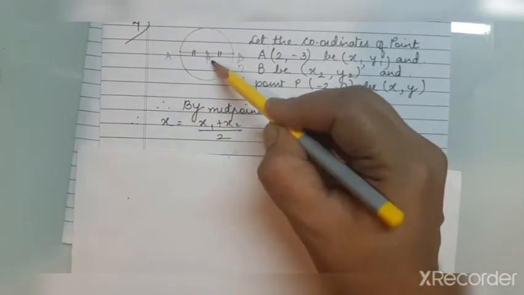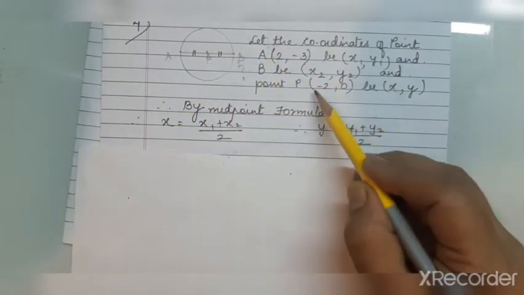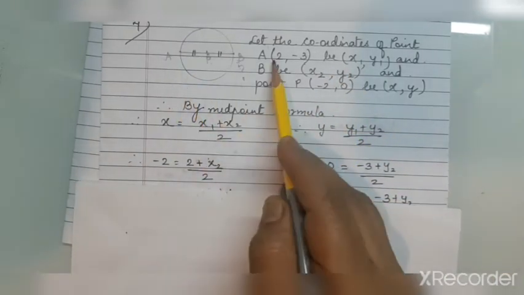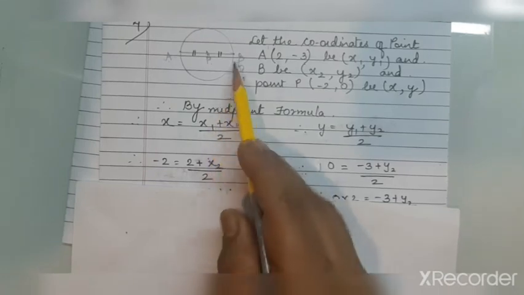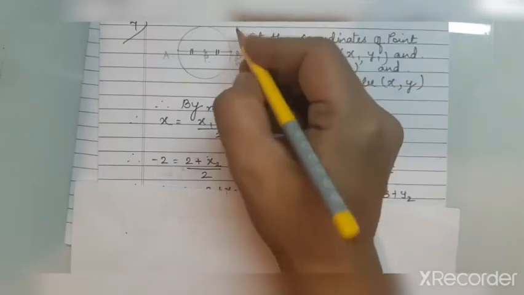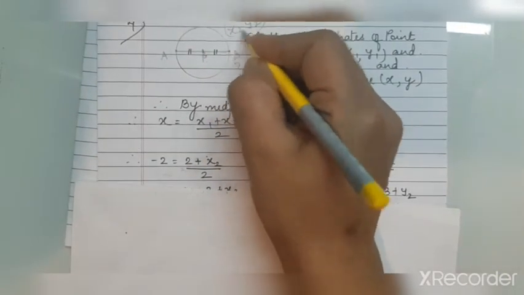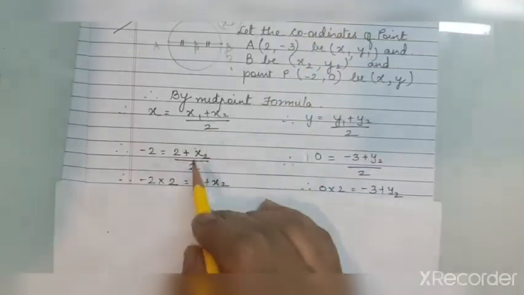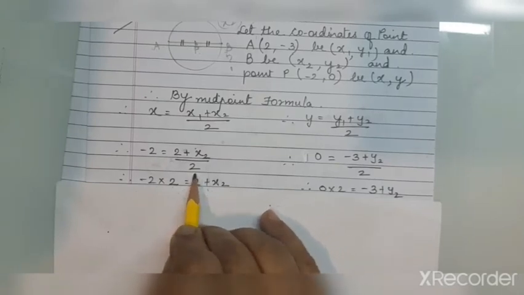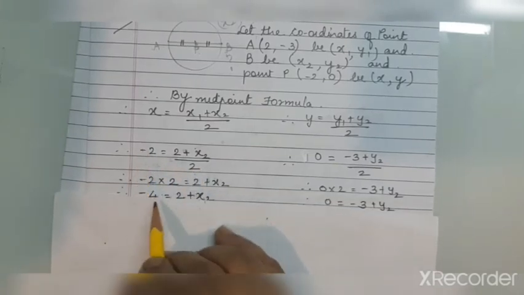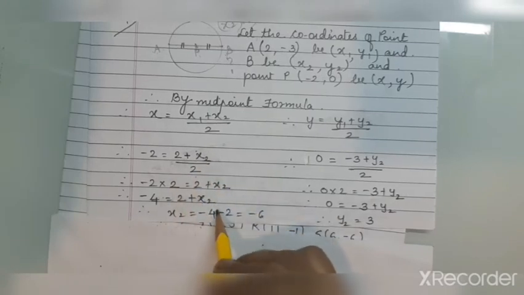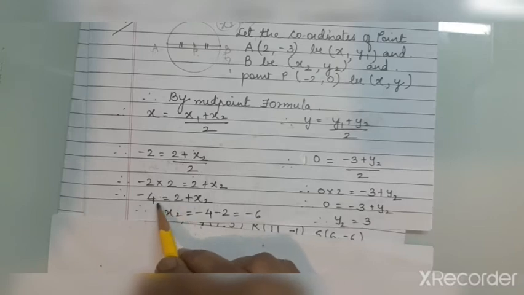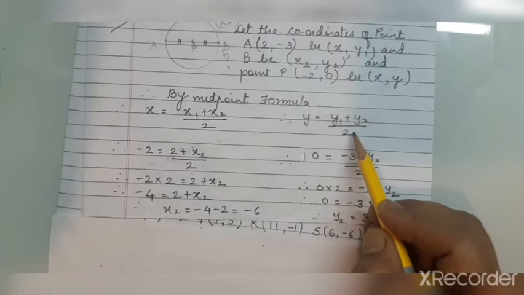So x is our P. So the P point x is minus 2. So it is substituted. x1 is 2. Plus x2 we don't know. We don't know x2 and y2. x2 and y2 we have to find. Basically, we have to find x2 and y2, which is not given. So x2 remains as it is upon 2. Now 2 we shift to the other side. So minus 4 is equal to 2 plus x2. And when 2 is shifted to the other side, x2 is equal to minus 4 minus 2, which is minus 6. Same way for y.